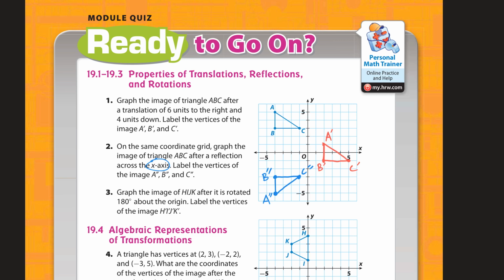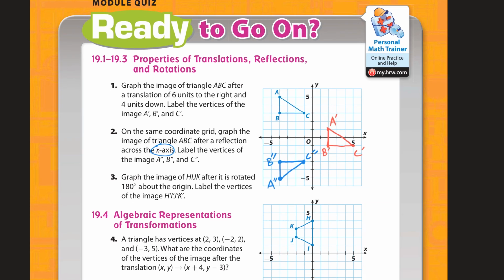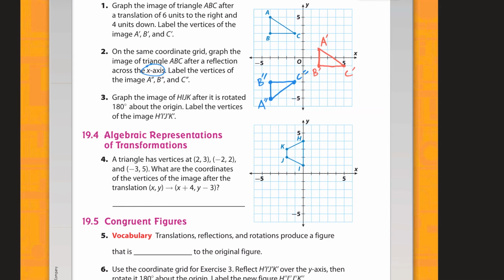Number 3 is graph the image of HIJK after it's rotated 180 degrees about the origin. Label the vertices H prime, I prime, J prime, and K prime. Let's see. I always like to use the formula. I'll go green on this. The formula is x, y maps to the opposite of x and the opposite of y. I happen to remember that.